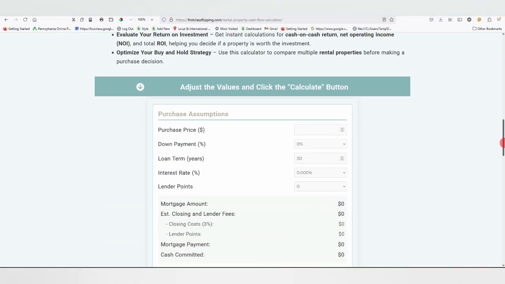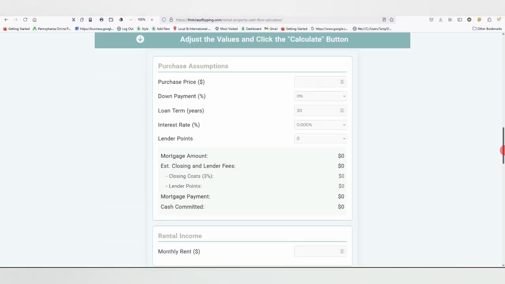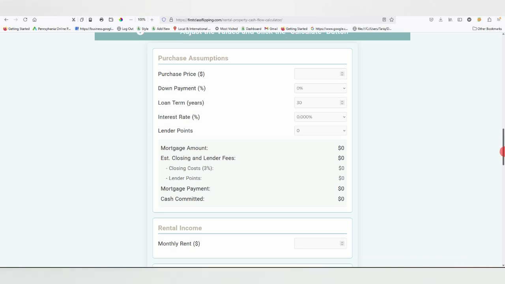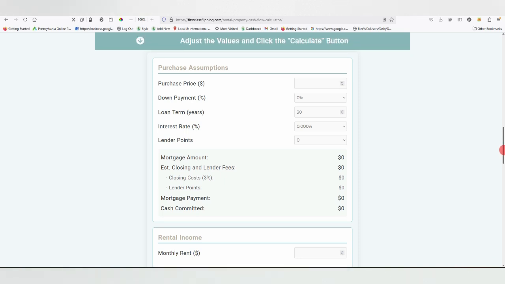Then you just scroll down to the calculator, and basically it's going to ask you the basic information. Let's say you found a rental property, and you want to see what kind of cash flow it'll bring in for you buy and hold investors. Okay, let's say you found a property for, let's say, $200,000, right? Okay. Let's say you got to put down 10%.